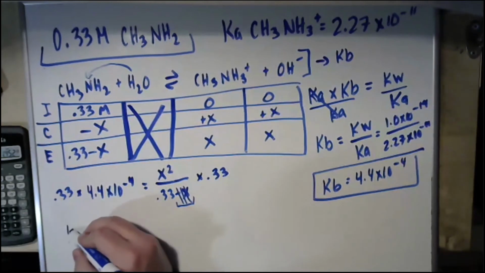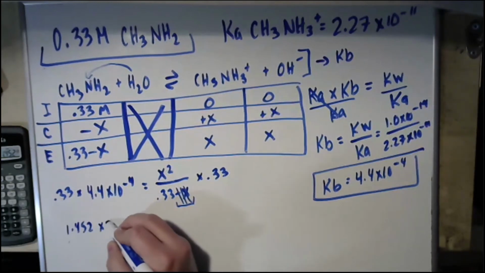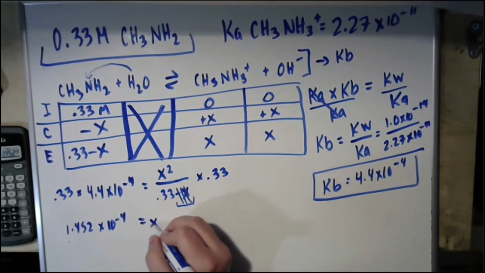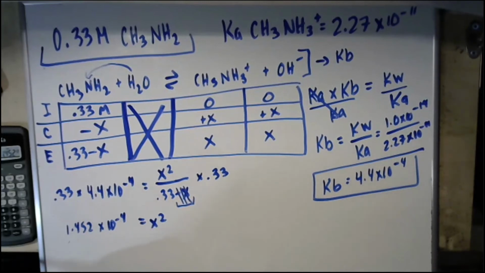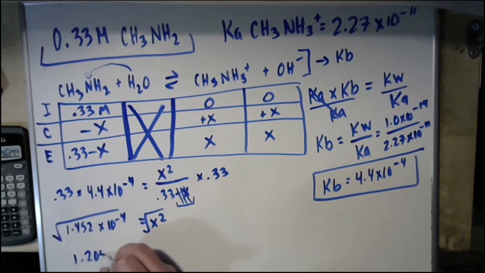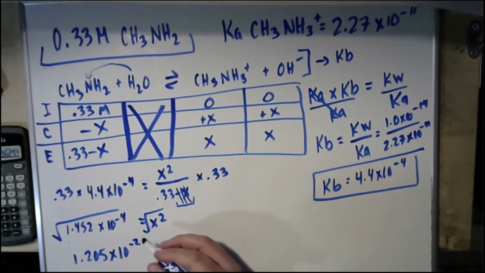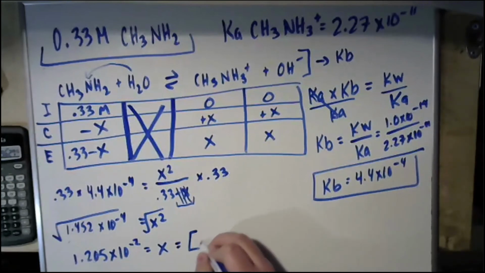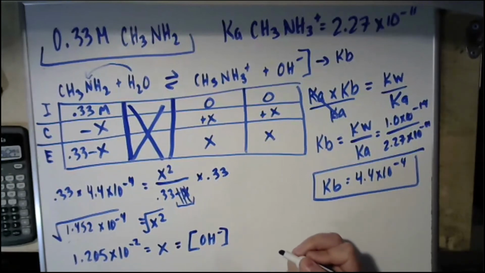Okay, so I have 1.452 times 10 to the negative 4 equals x squared. And I'm going to take the square root of that. And I get 1.205 times 10 to the negative 2 equals x. And remember, this x value represents our hydroxide ion concentration when we're in a basic solution.